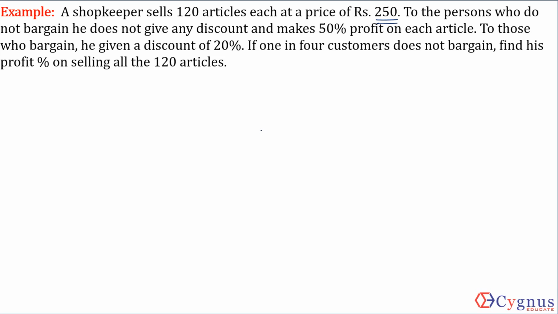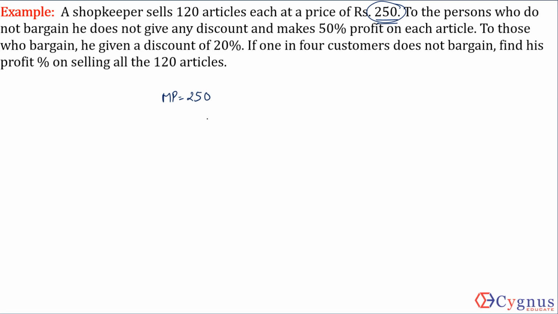Shopkeeper sells 120 articles each at 250, so this is the selling price. That means this is also the mark price. The mark price is 250. And it's given that he makes a profit of 50% on each article if he sells it for 250. So can we calculate the cost price?